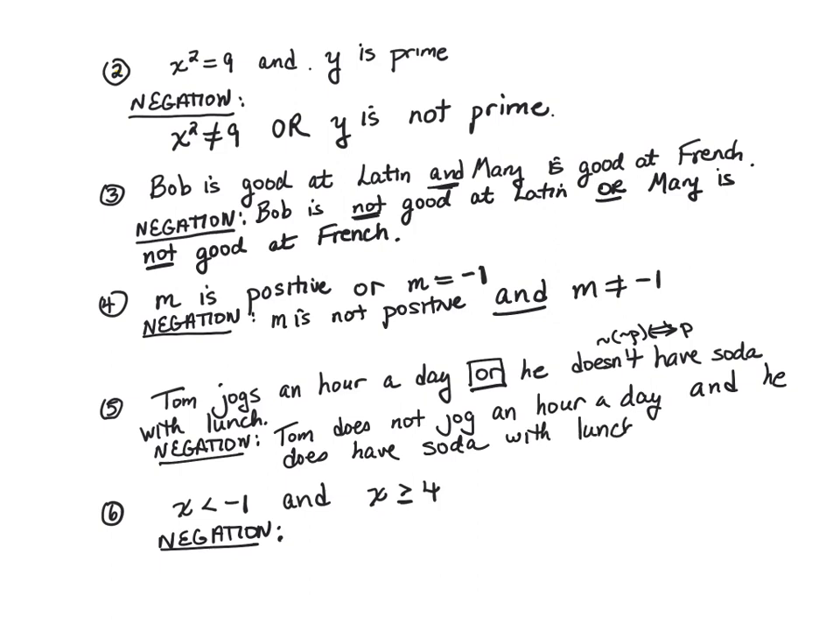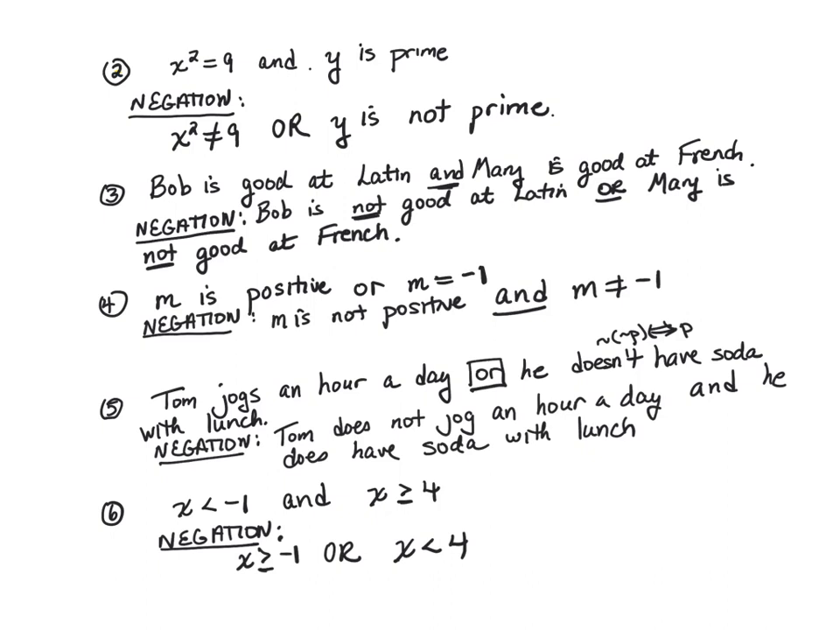And finally, the last one. This is where we would want to replace it with the correct inequality when we negate it. So the and becomes or. The less than becomes greater than or equal to. And the greater than or equal to becomes less than. And that would be its negation.